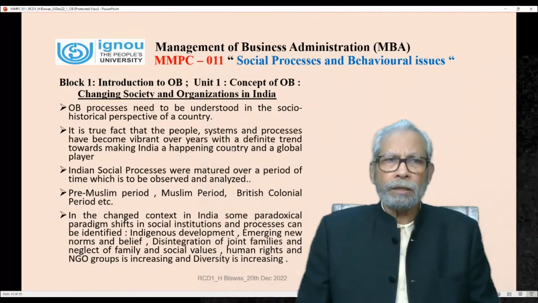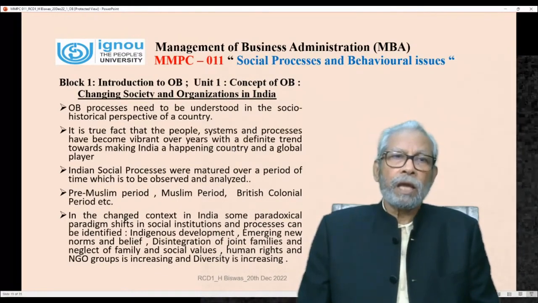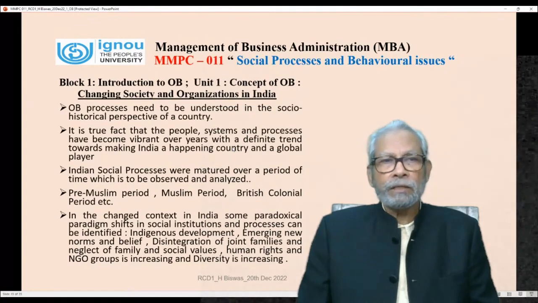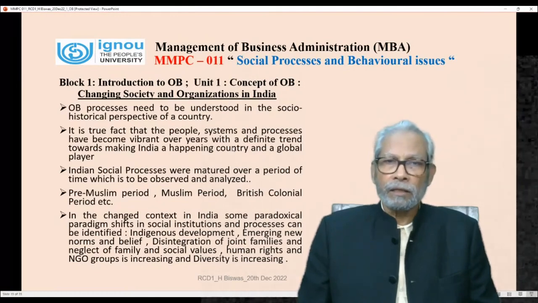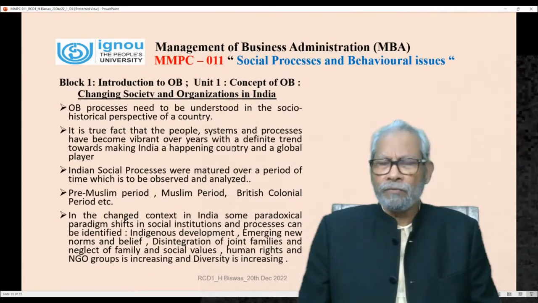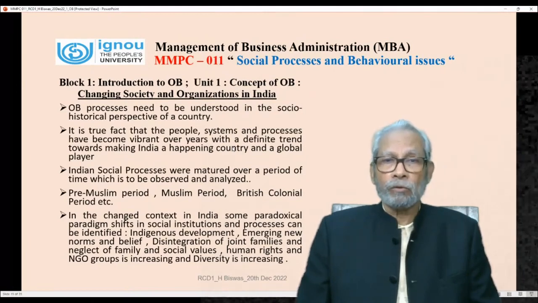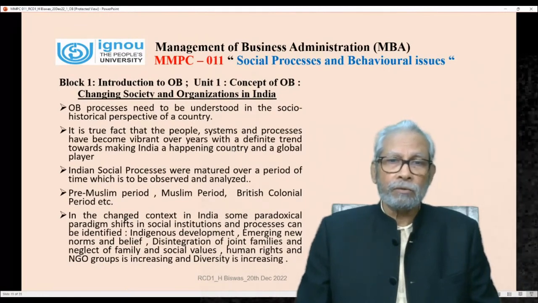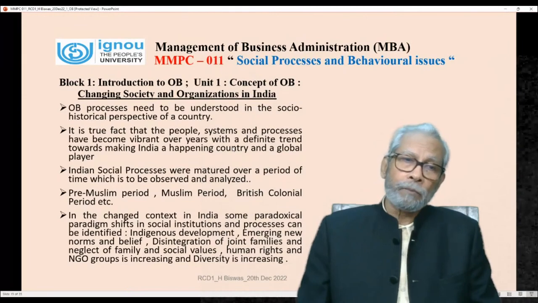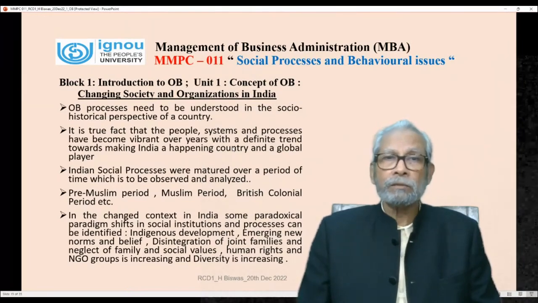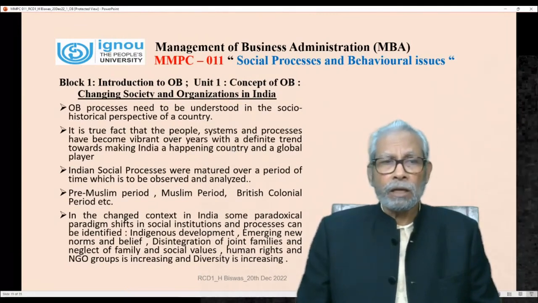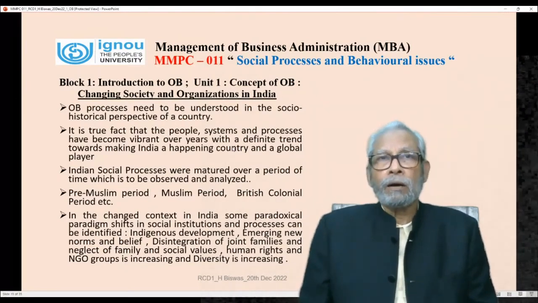So it is true that people, systems, and processes have become vibrant over the years, with a definite trend towards making India a happening country and a global player. Today India has a position globally. Now, you can go back 50, 60 years; it was not like that. Tremendous changes have happened on the social front and every front. India's social processes matured over a period of time. We can observe the pre-Muslim period, the Muslim period, and the British colonial period. All these different phases have gone by, and their impact is already in our social systems.